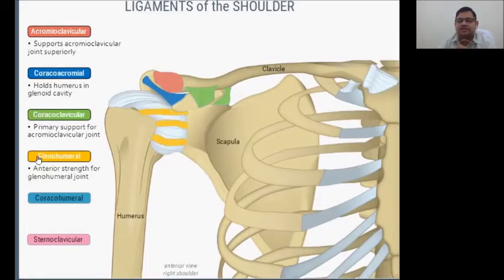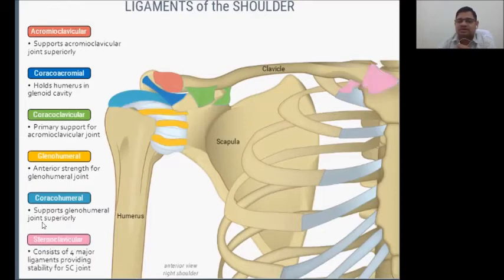Then the glenohumeral ligament is between the glenoid cavity and the head of the humerus. It provides strength from the anterior side to the glenohumeral joint. Then the coracohumeral ligament supports the glenohumeral joint from the superior side. Coracohumeral means between the coracoid process and the upper part of the humerus. Then comes the sternoclavicular. It consists of four major ligaments which provide stability to the sternoclavicular joint. So these are certain ligaments which provide extra stability to the joint.